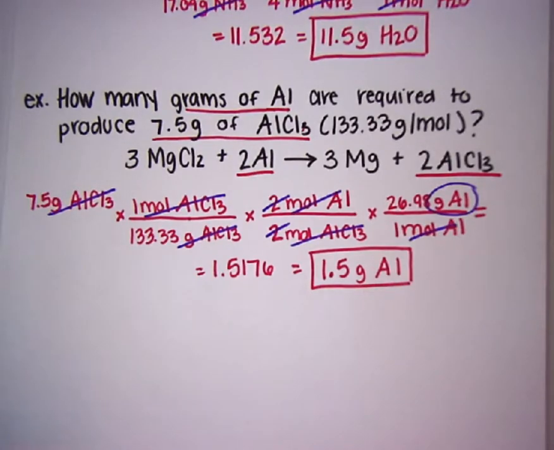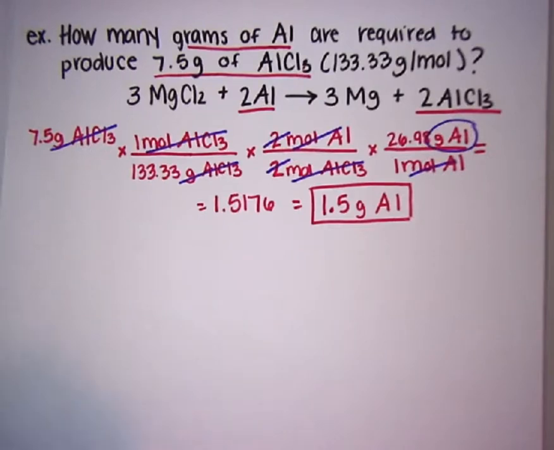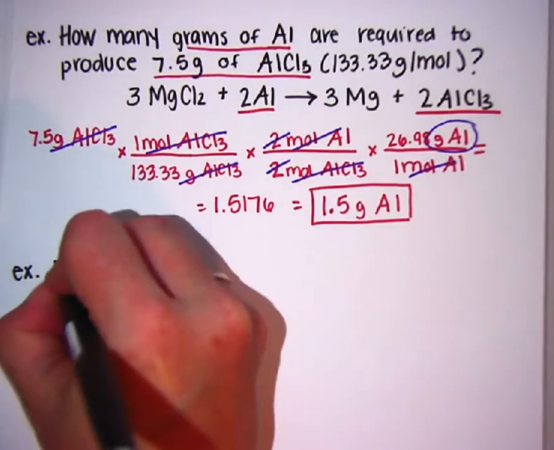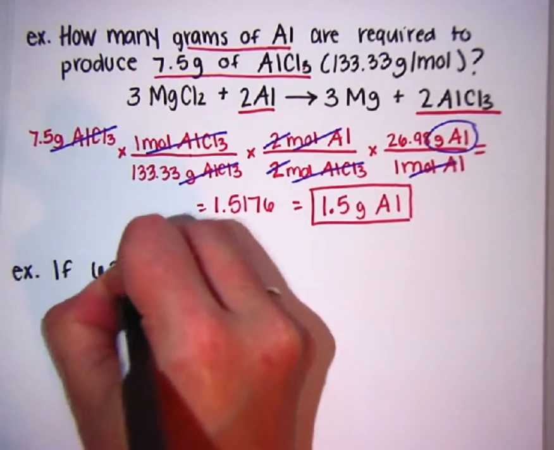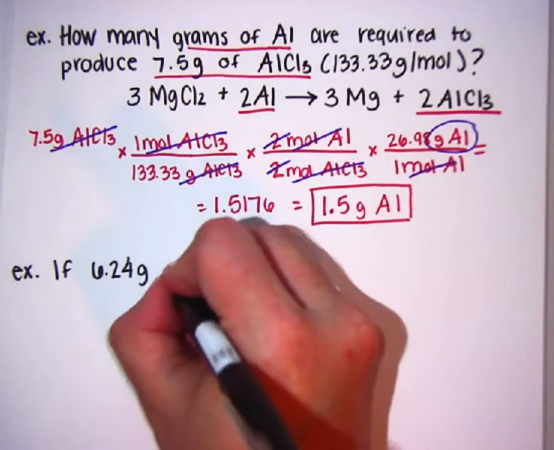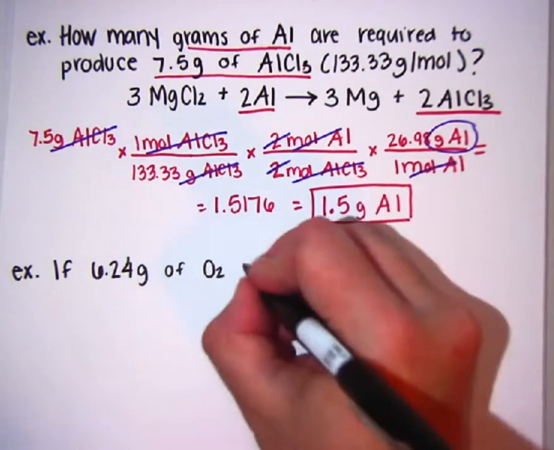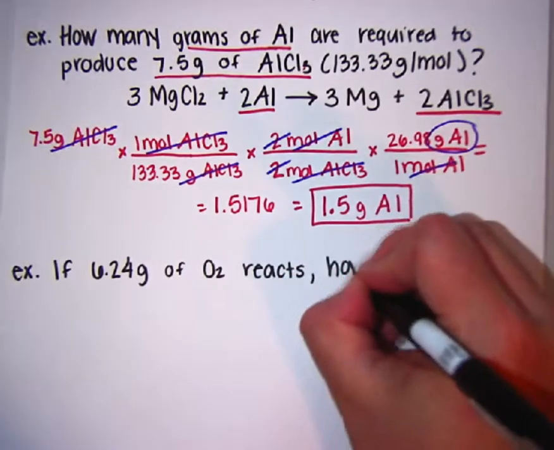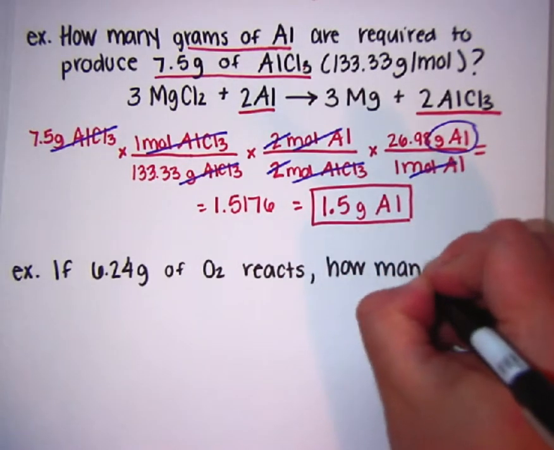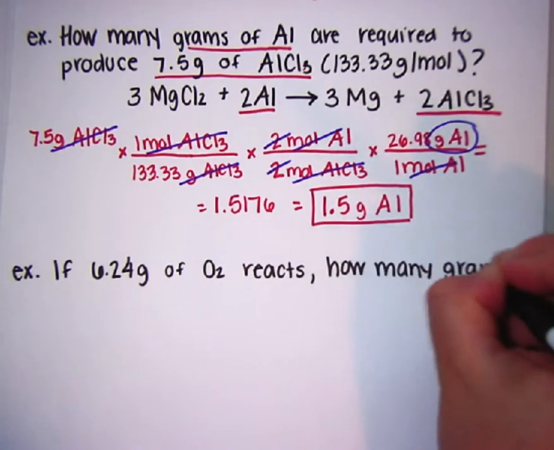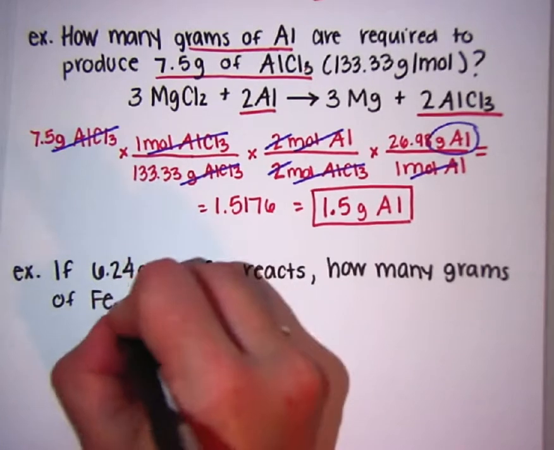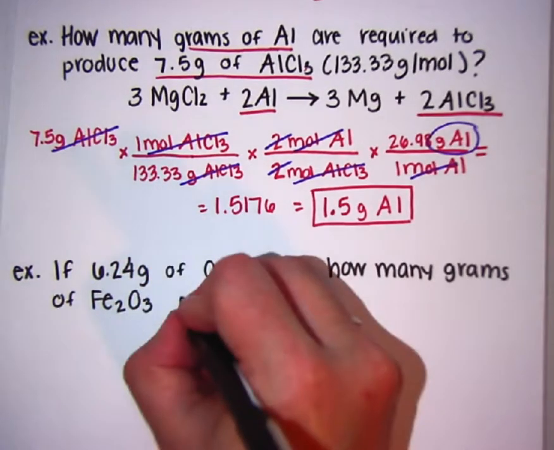All right, we're going to try to do one more quickly. If you are ready to try one on your own, once you copy down the problem, pause the video, try it on your own, see how you do. If 6.24 grams of oxygen reacts, how many grams of iron 3 oxide can be produced?